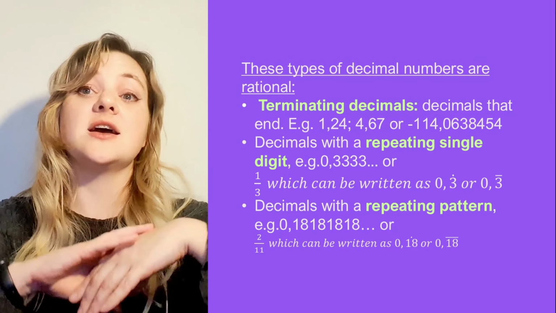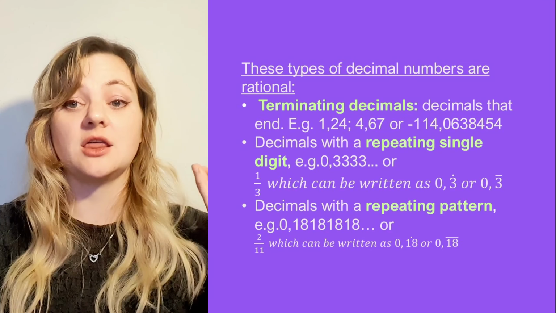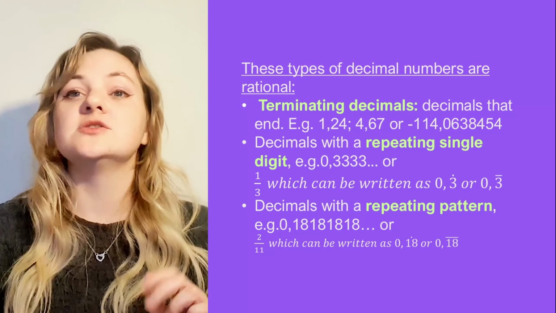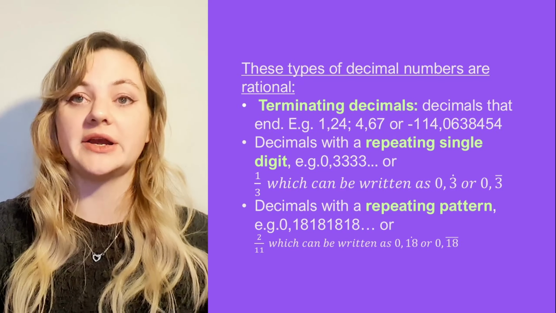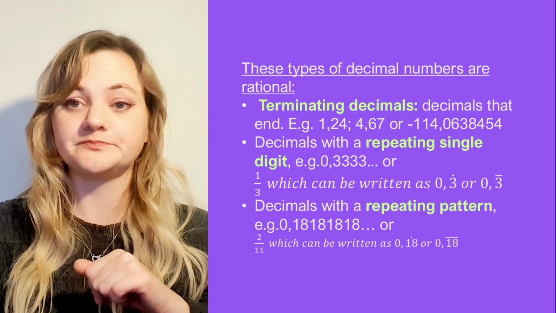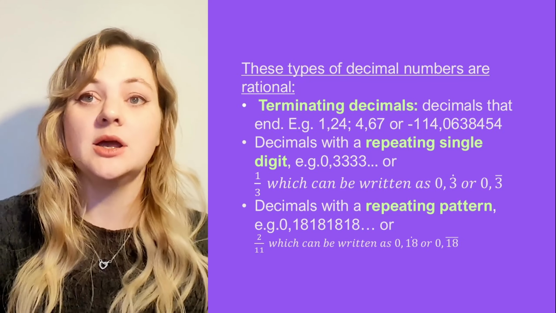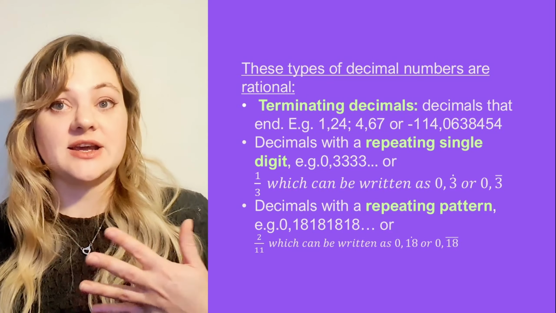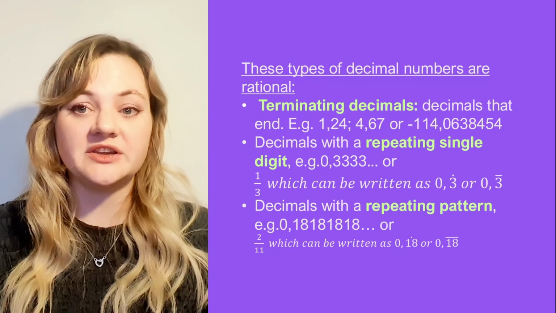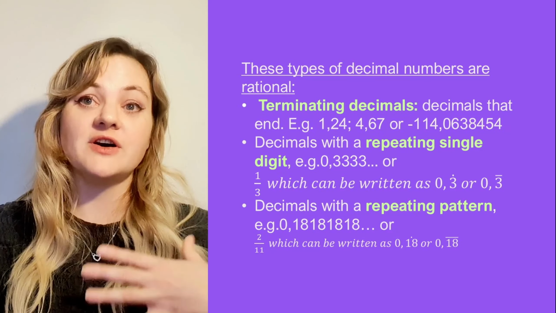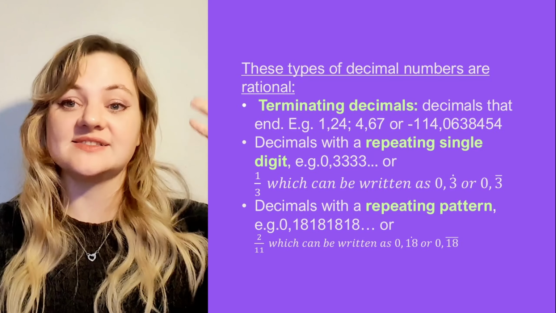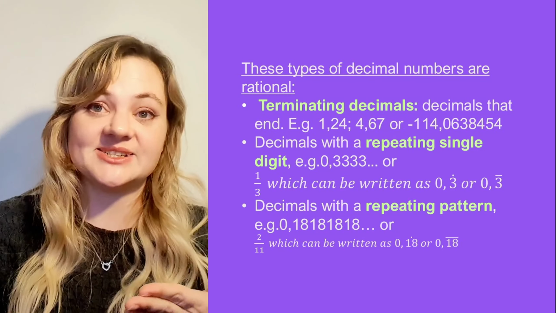Okay, so if we write fractions, which can be written in the form of m over n, in a decimal form, they will take 3 different forms, okay? So the first one is terminating decimals. So for example, 1.24. You can write that as 124 over 100. So that is a form of a fraction written as m over n. So that makes it rational.